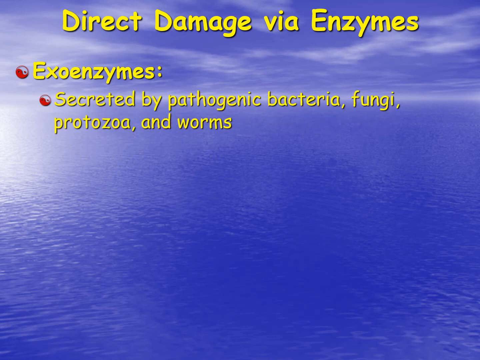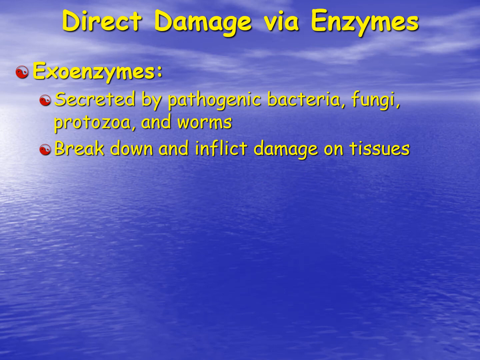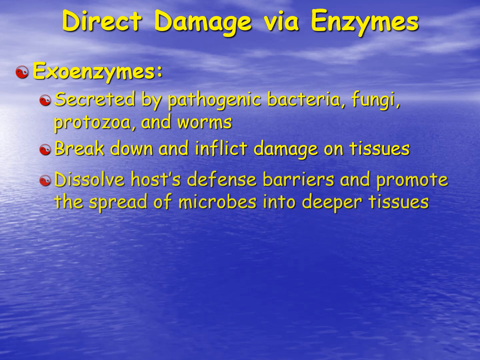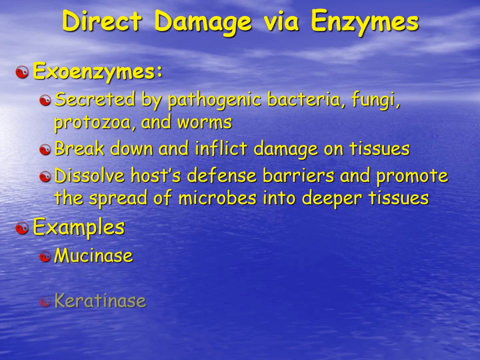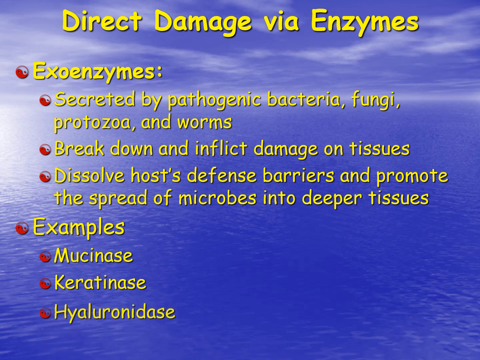Now, exoenzymes will be secreted by a number of different organisms, and they break down and inflict damage on the tissue cells. They can dissolve host defense barriers and promote the spread of microbes deeper into the tissues. Some examples of this would be mucinase that breaks down mucus, keratinase that breaks down keratin within epithelial cells, and hyaluronidase, which breaks down hyaluronic acid, which is one of the things that we find in the intracellular junctions of epithelial cells, and we can also find it in connective tissues.